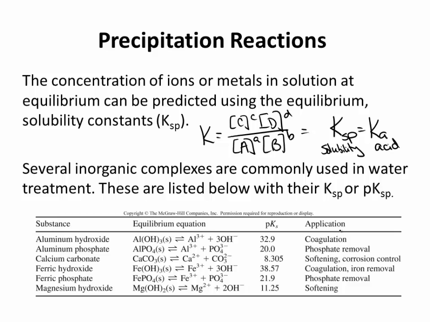Because it gets cumbersome to write 10 to the negative all the time, many tables will express a pK instead of a K. pK is simply equal to the negative log of K, just as pH is the negative log of the hydrogen ion concentration. So in this table, when given a pK of 11.25, you should be able to quickly interpret that as the Ks being equal to 10 to the negative pKs.